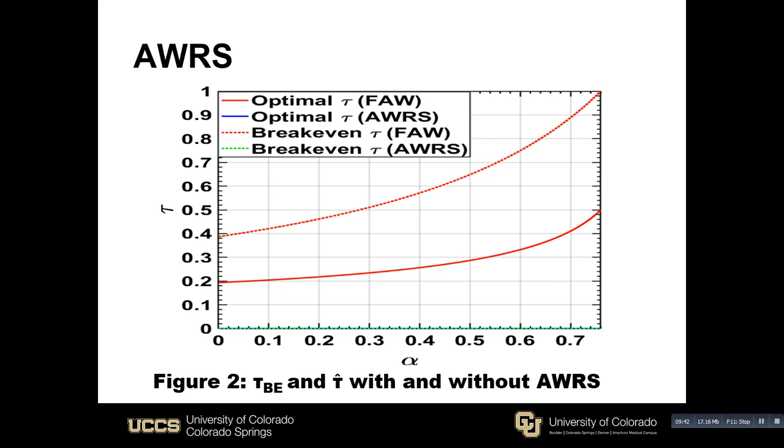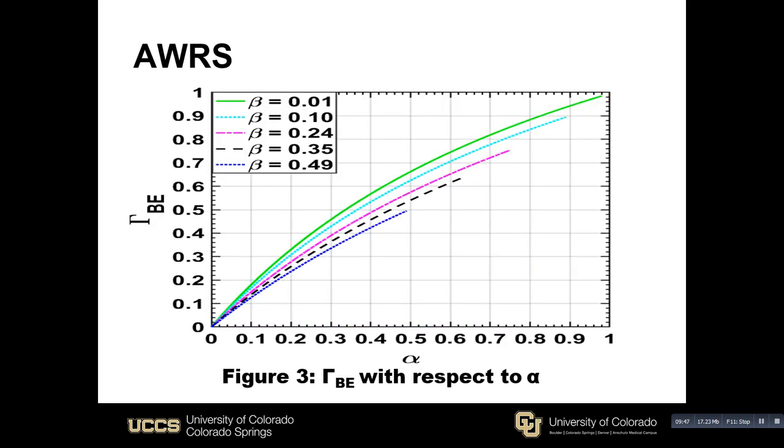We have also studied the dependency of break-even gamma on the attacker's computational power alpha and the victim's computational power beta. Here you can see that as alpha grows, the bound on break-even gamma also grows, and as beta grows, the break-even gamma reduces. That provides greater flexibility in gamma control in AWRS. So that's my presentation.